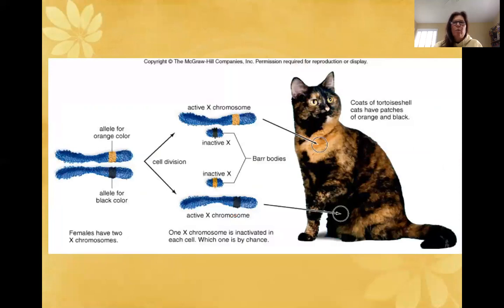So here's a little tortie. We can see that we have some patches that kept the black fur activated, and some that kept the orange.